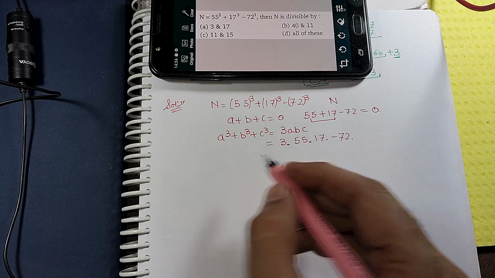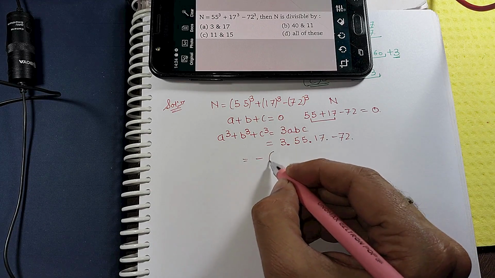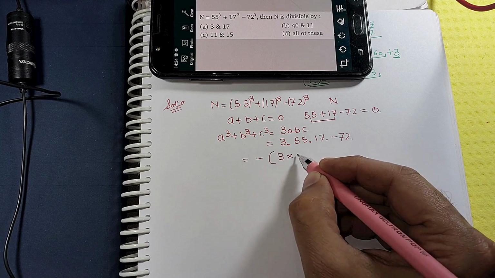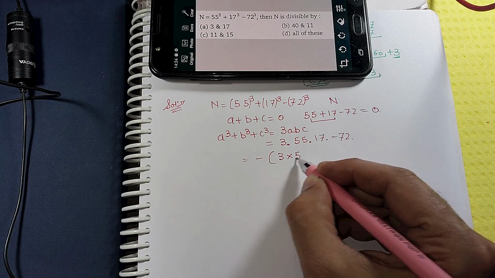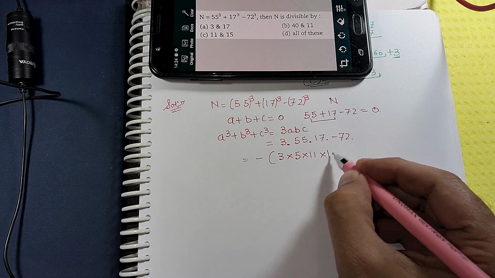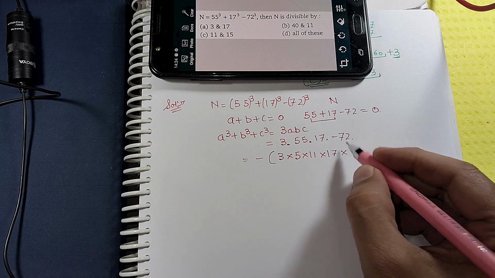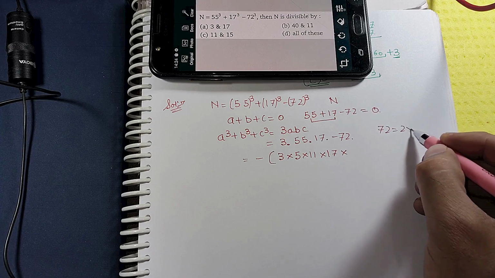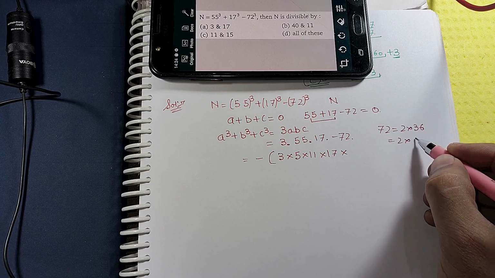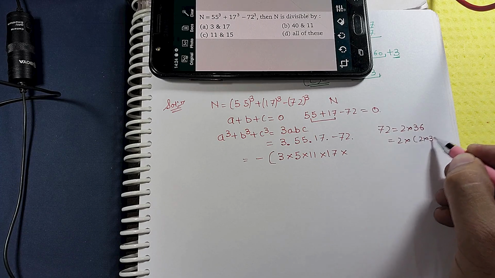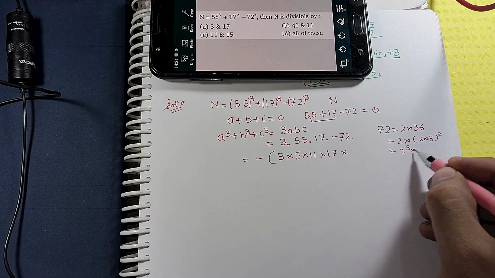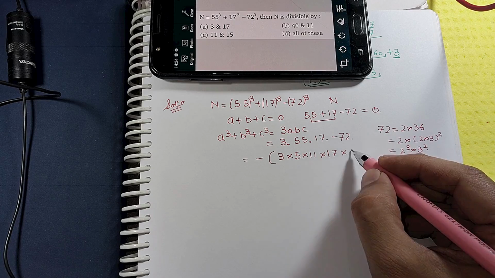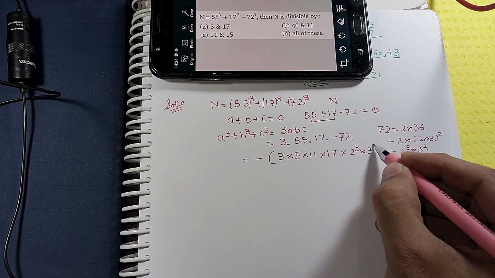Right? Now we'll prime factorize this, keeping the minus common. 3 multiplied by 55 is basically 3 into 5 into 11. Now 17 is a prime number, so we'll write it as it is. Next is 72, which is basically 2 into 36, and 36 is basically 6 square, which is equal to 2 into 3 whole square. So this will be equal to 2 cube into 3 square, right?